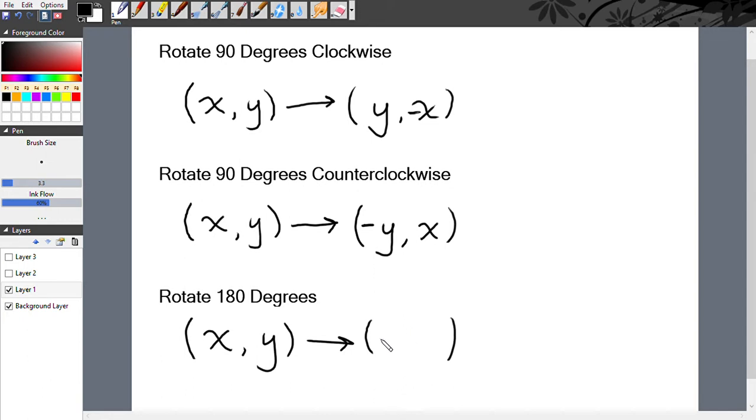The final thing we're doing, rotating 180 degrees, this one's actually the easiest because all we're going to do is change the sign on both the x and the y, and we actually keep them in the same location. So this is the easiest because we don't have to do any of the flipping of the x and the y. All we do is just change the sign of both. And so that's going to be the easiest of the ones we're going to talk through. So those are our three rules that we have.